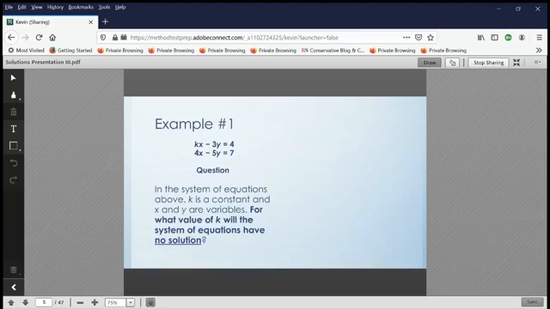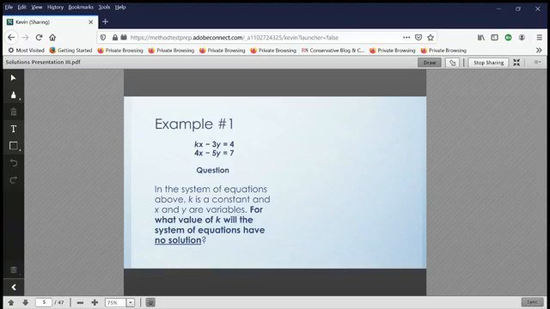So the first problem I'm going to talk about, we see a formula that says kx minus 3y is equal to 4, and then 4x minus 5y is equal to 7. The question says, in the system of equations above, k is a constant. What they mean by constant is that it just stays the same. K is a constant, and x and y are variables, so those numbers change. For what value of k will the system of equations have no solution?